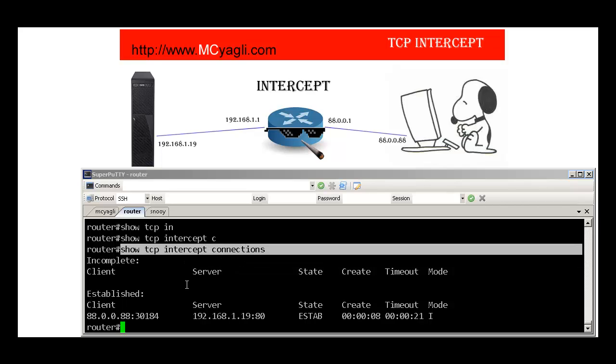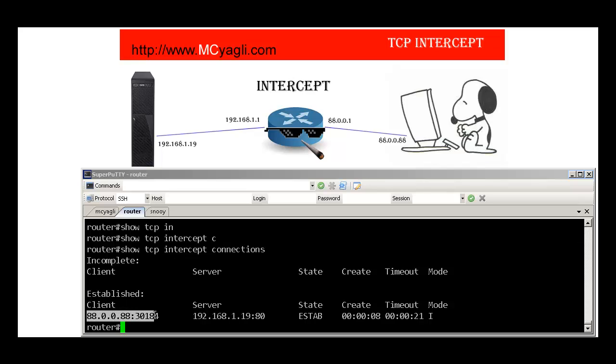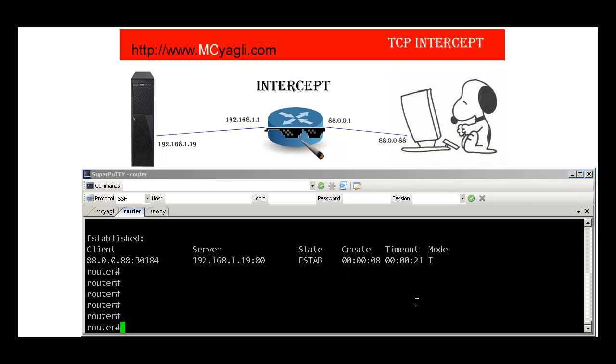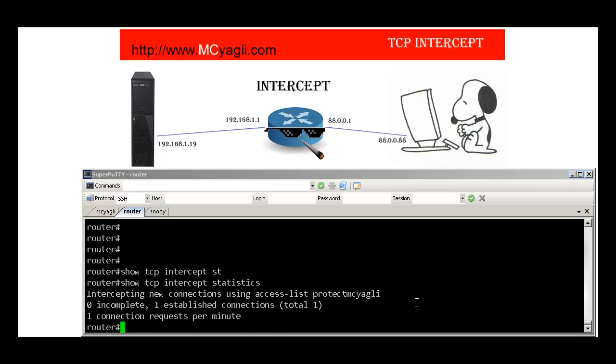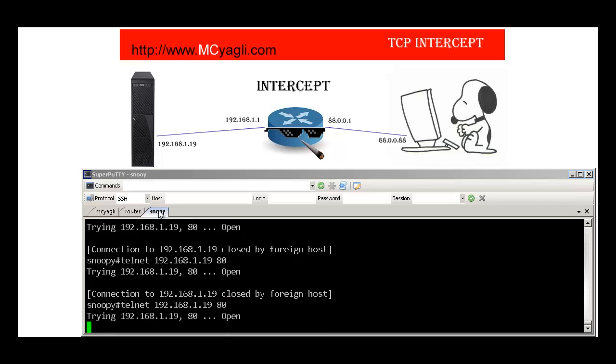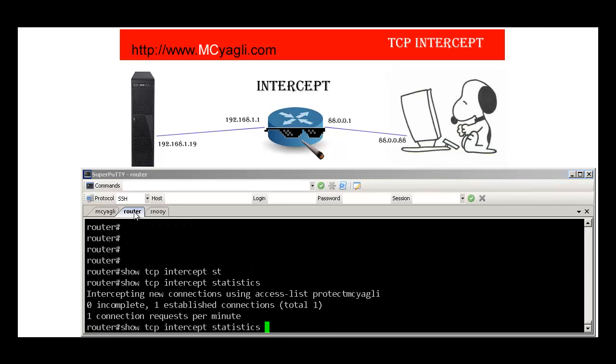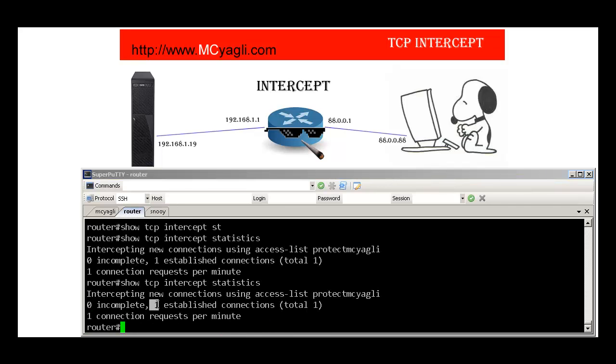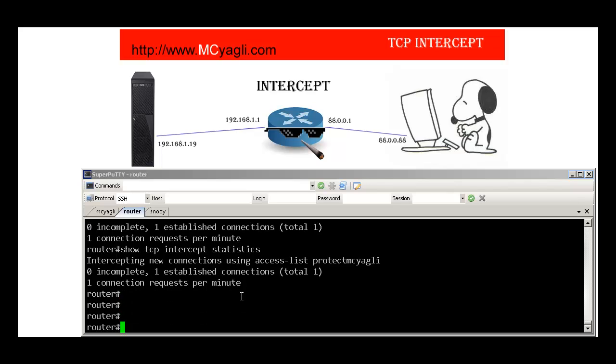It's a useful command. This is the client's IP address using this port number and server. It's established, and mode is intercept. I stands for intercept here. And we can also use statistics. Yes, so we have one established connection, as you see. That's it. I think that's enough for now.